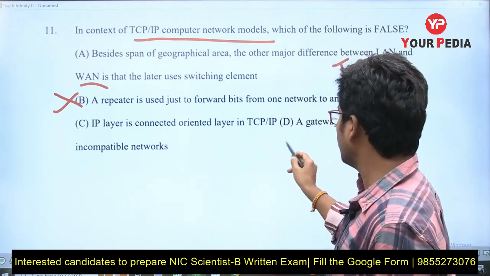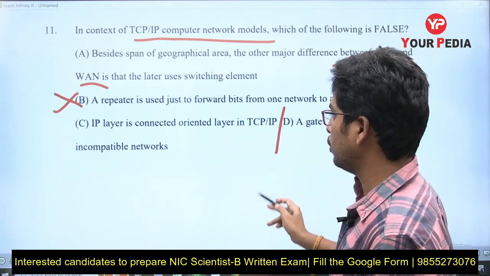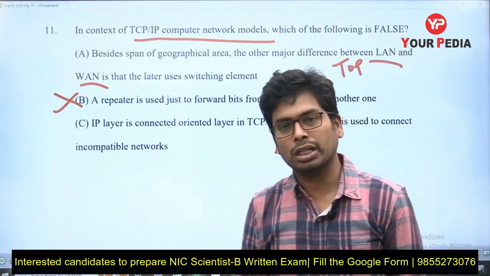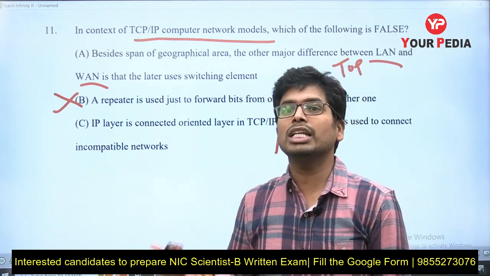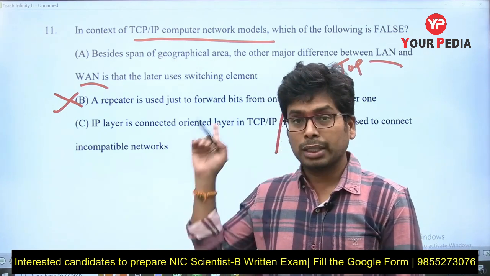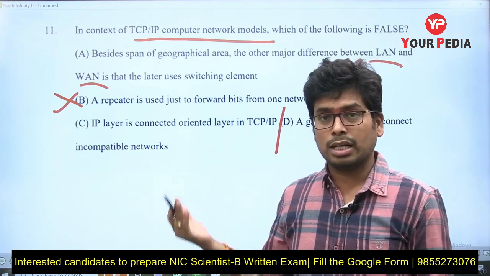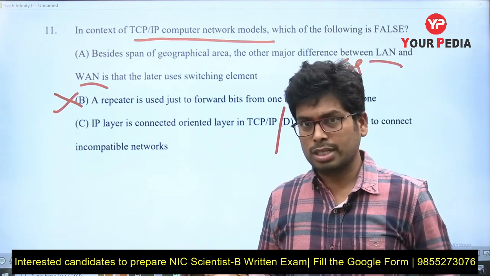Option C: IP layer is connection oriented in TCP/IP, and a gateway is used to connect incompatible networks. Generally, the IP layer is connection oriented in TCP/IP whenever you are using the TCP protocol. Whenever you are using the UDP protocol, it is not connection oriented. But please see the question, which one is true or which one is false. Here they are not saying whether we are transferring the data in a connectionless service or a connection oriented service, right?